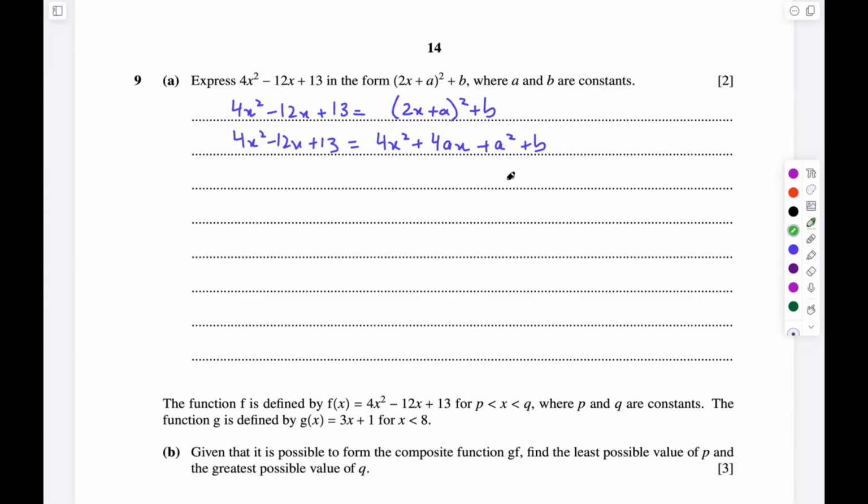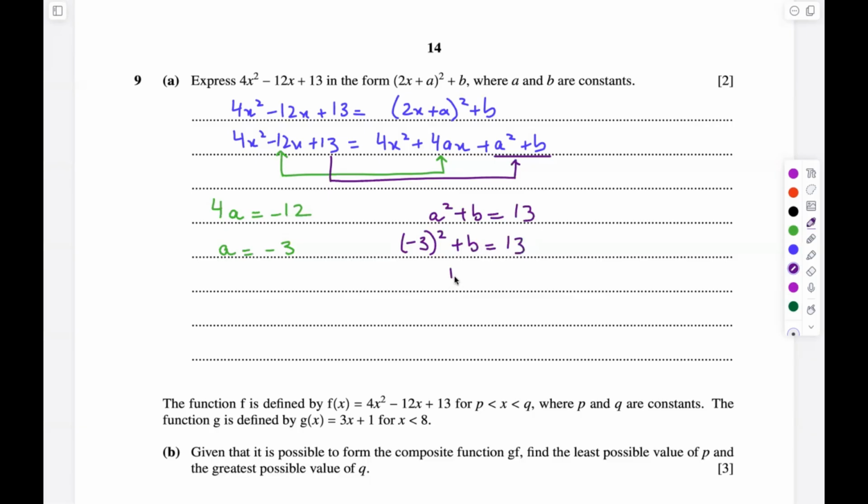To find the value of a and b, we can compare the coefficients. So on the left-hand side, the coefficient of x is minus 12, and the coefficient of x on the right-hand side is 4a. So 4a is equal to minus 12, and a is equal to minus 3. The constant term on the left-hand side is 13, and on the right-hand side, that is a squared plus b. So a squared plus b is equal to 13. We know that the value of a is minus 3, so this becomes (minus 3) whole squared plus b is equal to 13. So b is equal to 13 minus 9, and the value of b is 4. So we can write this expression as (2x minus 3) whole squared plus 4.